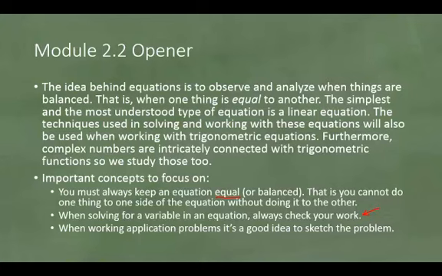When working application problems, it's a good idea to sketch the problem. This is going to be probably the most important thing you do in this section. You're going to learn a lot of formulas. You have to memorize a lot. But the easiest way that you can be sure that you're working the problem correctly is if you sketch the problem. Remember, scratch work is going to be important.